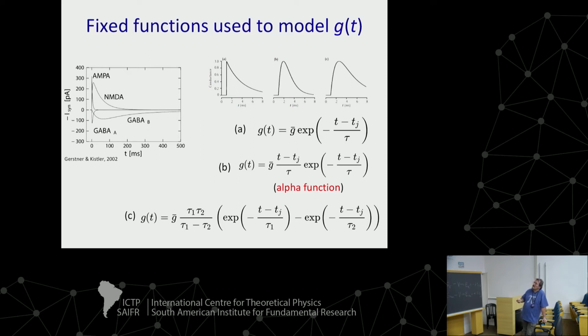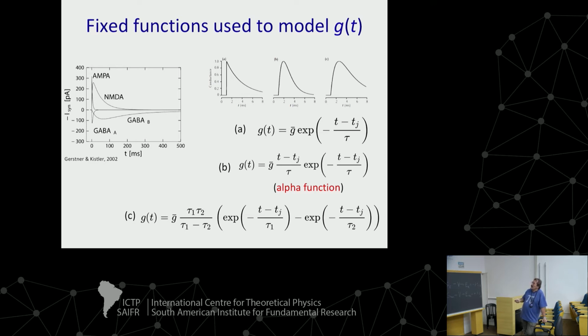To model those time courses, one basically has three types of functions. Either you say there's an instantaneous rise in the conductance followed by an exponential decay, and the exponential decay is modeled by this equation here. G bar is just the maximal conductance, the peak of the conductance.